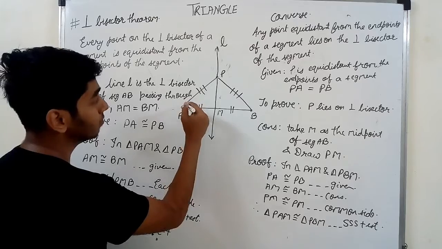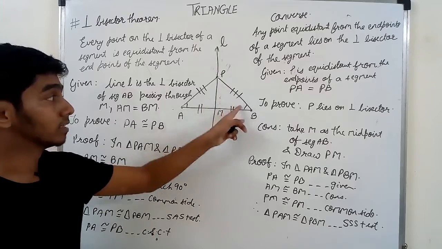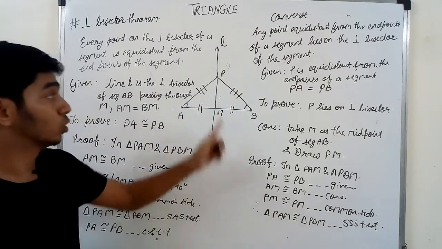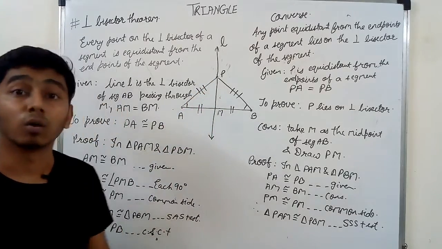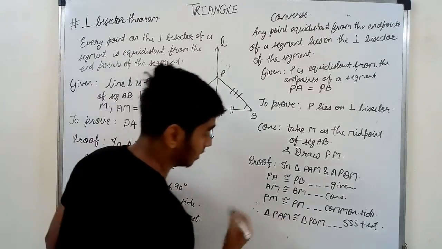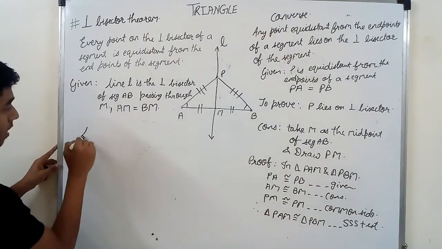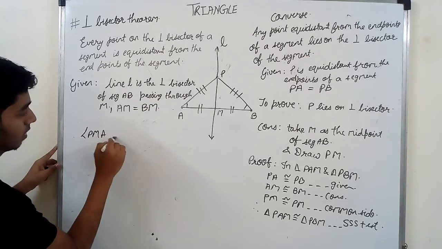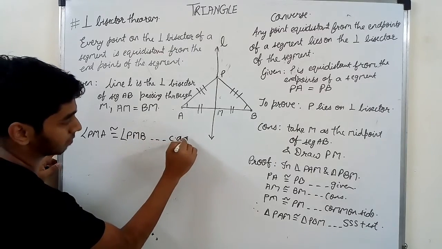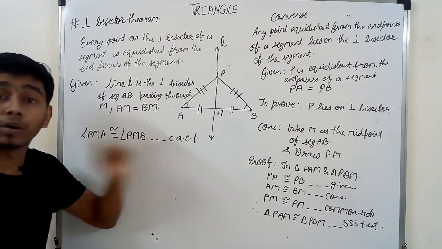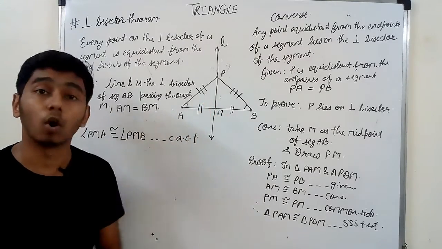Now, what can we do here? Now we can say this angle, they both are congruent. Yes or no? This angle, they both are congruent. And also, we can say that angle PMA and angle PMB, they are also congruent. Yes or no? So let's prove it. Angle PMA is congruent to angle PMB, corresponding angles of congruent triangles, correct? So these two angles we have got as congruent.